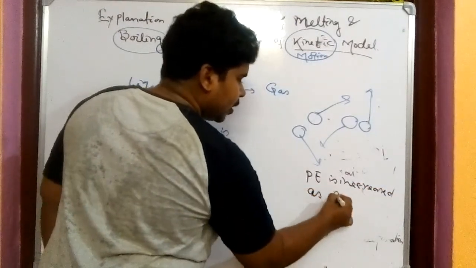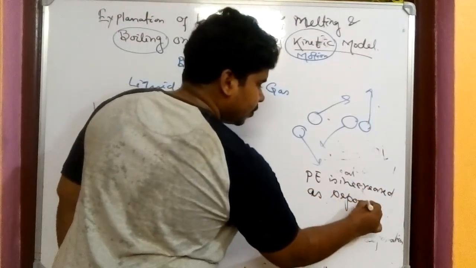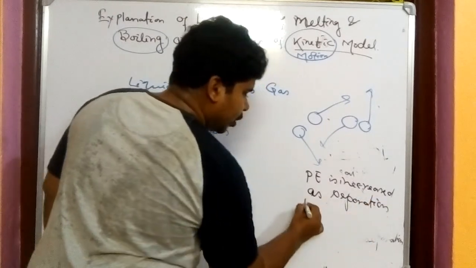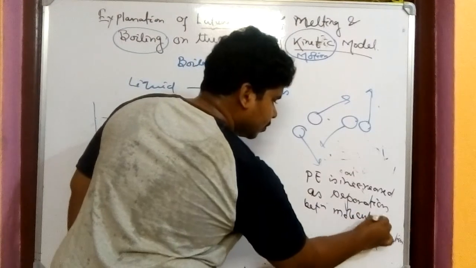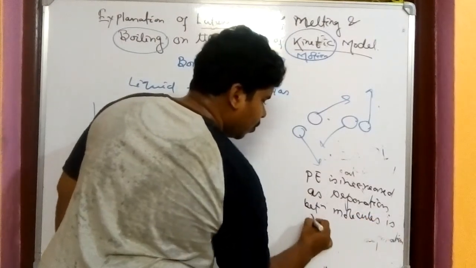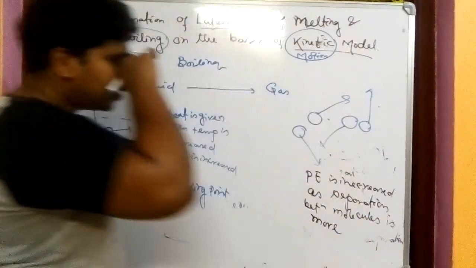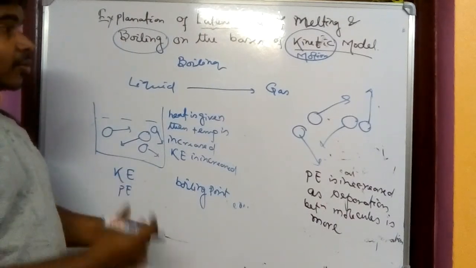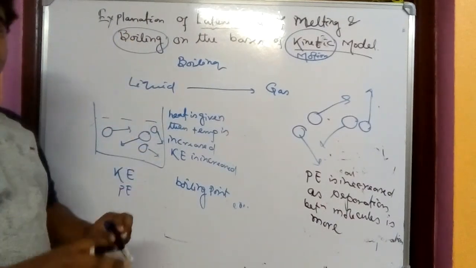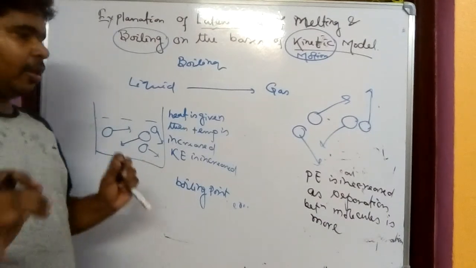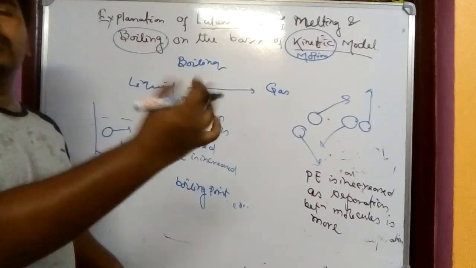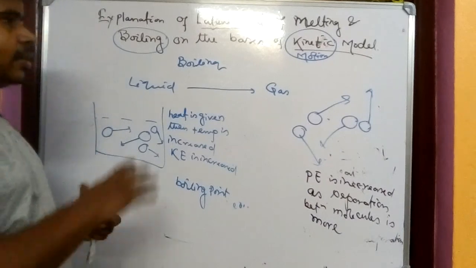as the separation between molecules is more, simple thing. So that's why that heat energy is used to break the bond, to break the intermolecular attraction. So that's why the temperature is not increased. So this is the explanation.